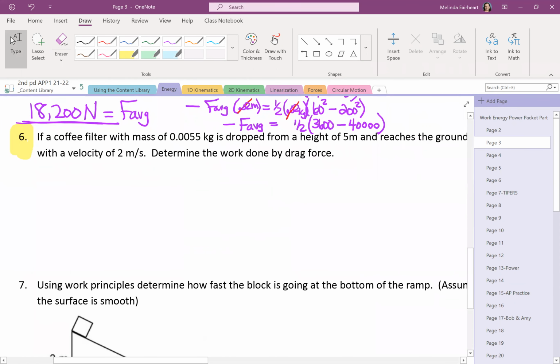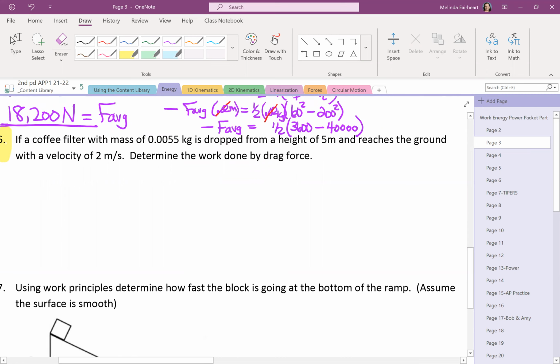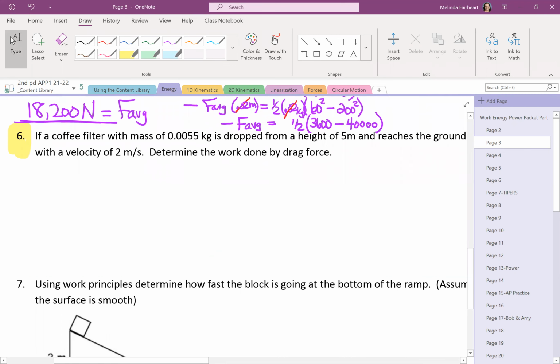Number 6, what about a coffee filter with a mass? They've already converted for us, 0.005 kilograms. It's dropped from a height of 5 meters, and it reaches the ground at a speed of 2 meters per second. Now, if it's dropped, what can we assume the initial speed is? 0. Determine the work done by the drag force. Drag, AKA air resistance. So here it's kind of that parachute coffee filter type.